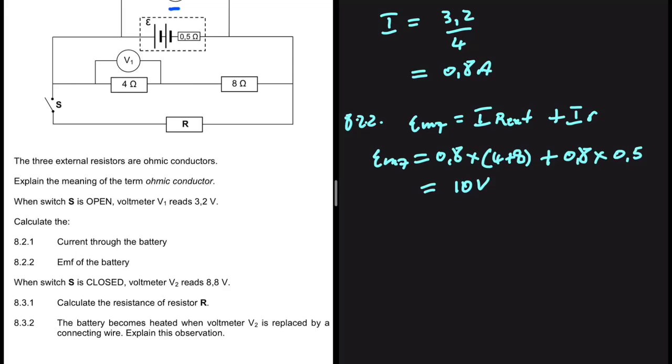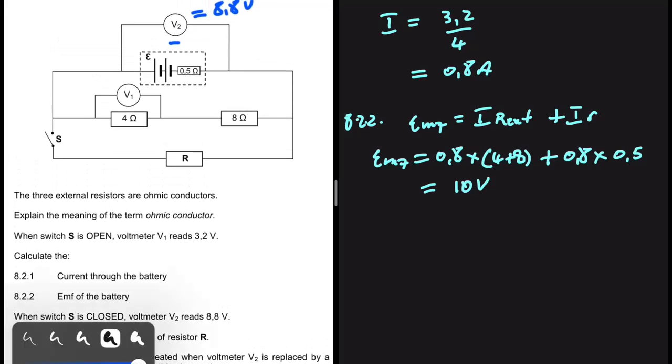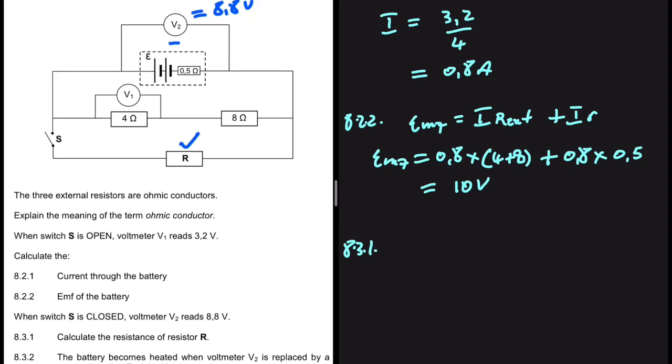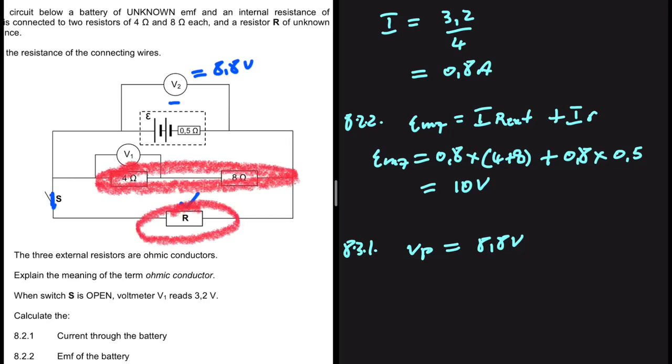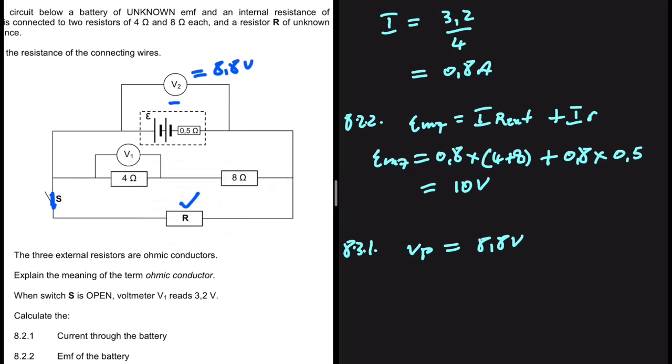Right, let's hear what the question says. Calculate the resistance of resistor R. We want the resistance of resistor R. Let's write down the information we have so that we can see the approach we're supposed to take. We have VP, which is 8.8 volts. Why am I saying that VP is 8.8 volts? Because when you close this switch now, these 2 resistors are in parallel with this resistor, and that is the only place where there is a potential difference. So VP is 8.8 volts.